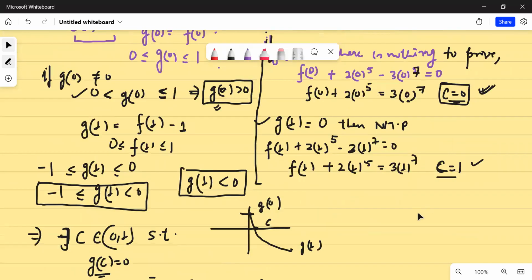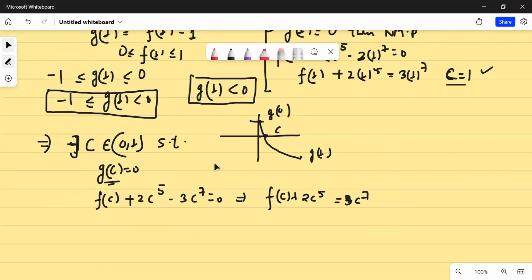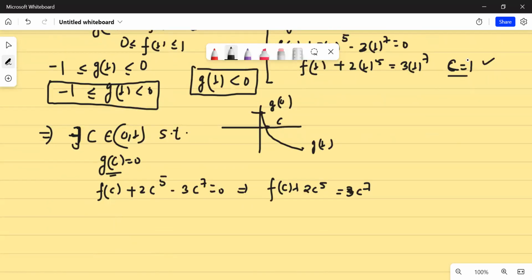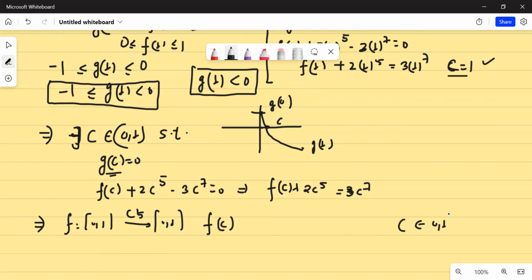Now you will say that here you have made an open interval. Yes, here I made an open interval, but you will write it in general. General means if you include both the cases that I wrote on the right hand side, where C0 and C1 are, then it implies that if f is a function from 0, 1 to 0, 1 and it is a continuous function, then there will always exist some C belongs to close interval 0, 1. Here I have included the cases. C0 can also satisfy the equation, C1 can also satisfy it, and C can lie between 0 and 1, then also it can satisfy. Then there exists C belongs to 0, 1 such that FC plus 2C to the power 5 is equal to 3C to the power 7. Is that clear?